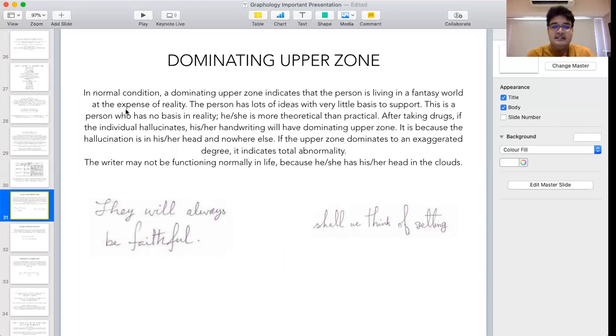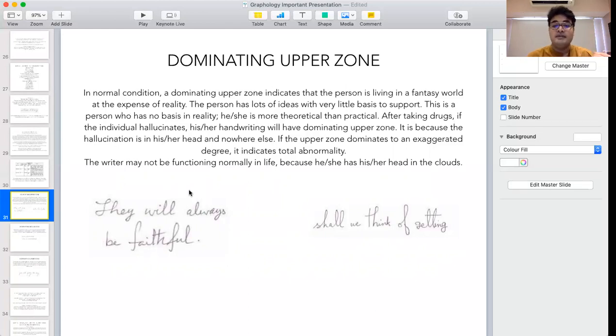In a normal condition, a dominating upper zone indicates that the person is living in a fantasy world at the expense of reality. This particular person has a whole lot of ideas with very little basis to support them. This is a person who has no basis in reality. He or she is more theoretical than practical. After taking drugs, if the individual hallucinates, his or her handwriting will have a dominating upper zone, because the hallucination is in his or her head and nowhere else.